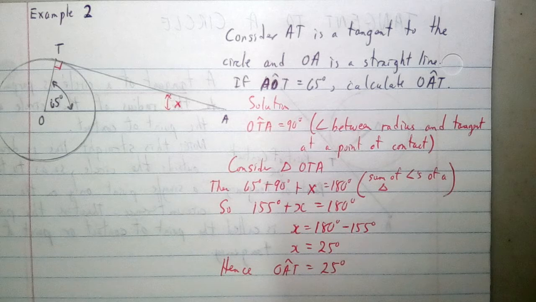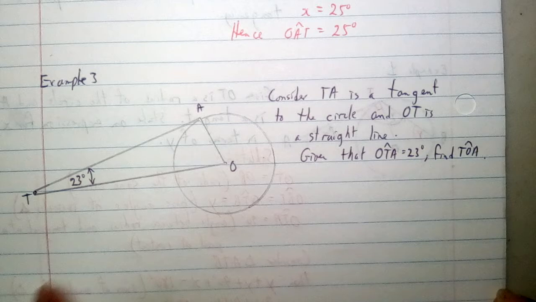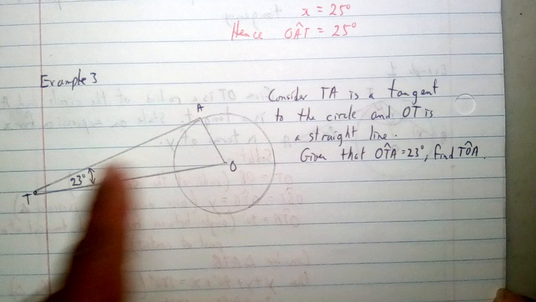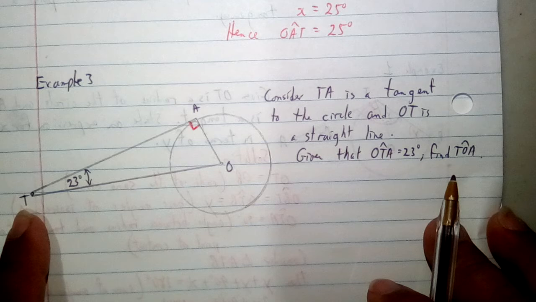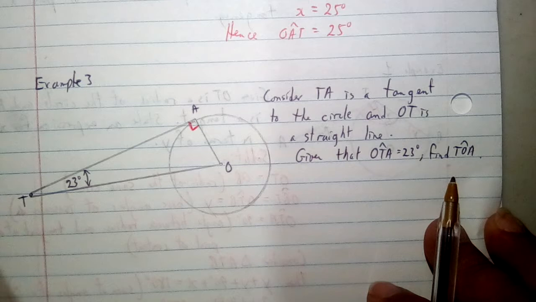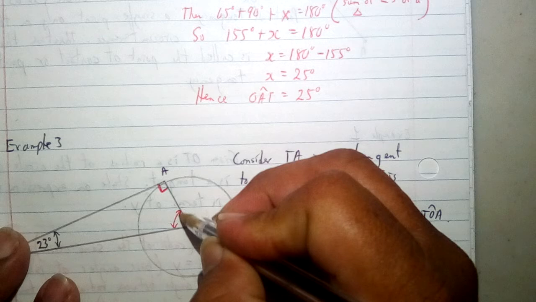Let's go to our third example. Okay, so here we have example three. We have a triangle here inscribed, and now this is going towards the left-hand side. That's not a problem. Consider TA is a tangent, so we know this is a tangent. And since it's a tangent, we know for sure that this is 90 degrees. So we start to put our labels there on the circle, and OT here is a straight line. Given that OTE equals 23 degrees, we find TOA. We want to find out what this angle is. So that should not be a problem for us to solve.